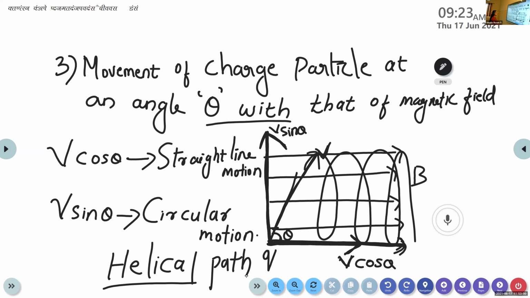So in the first case, if the charged particle enters parallel to the magnetic field, it follows a straight line motion. In the second case, if the charged particle enters perpendicular to the magnetic field, it follows a circular path or circular motion. Now in the third case, if the charged particle enters at an angle theta with the magnetic field, both the parallel and perpendicular components are present. Due to the combined effect of the straight line motion and the circular motion, it follows a helix or helical path.